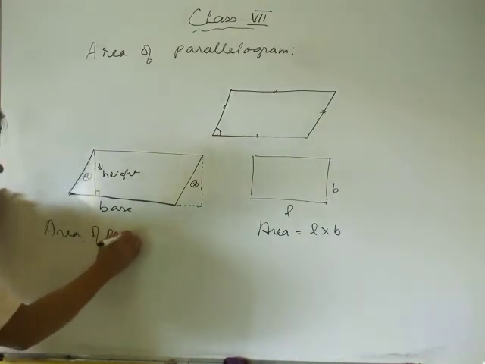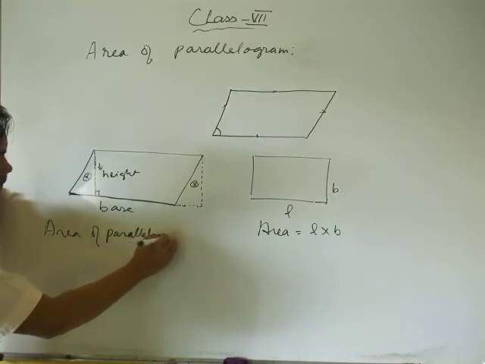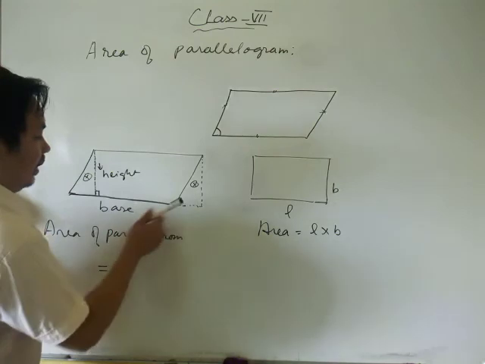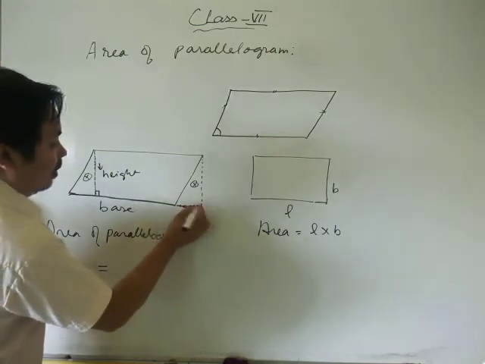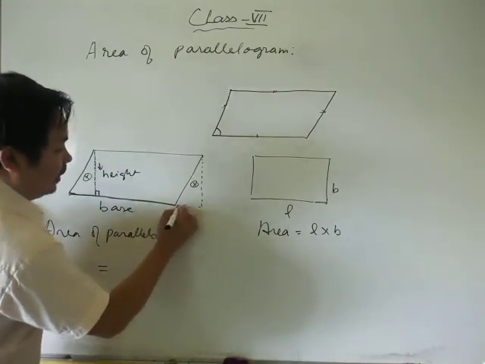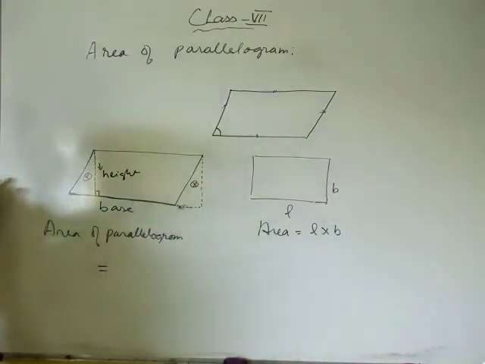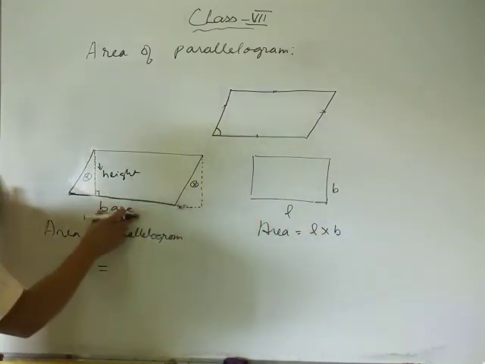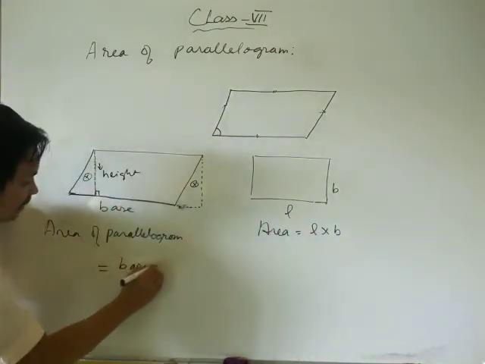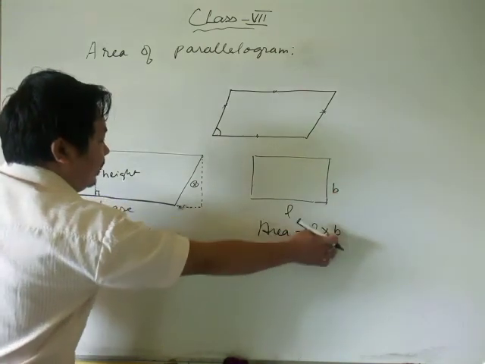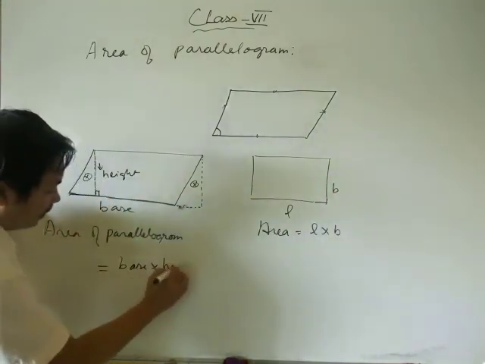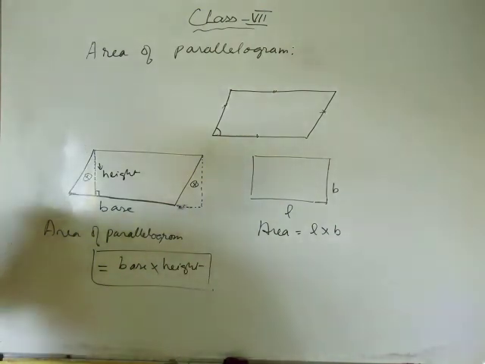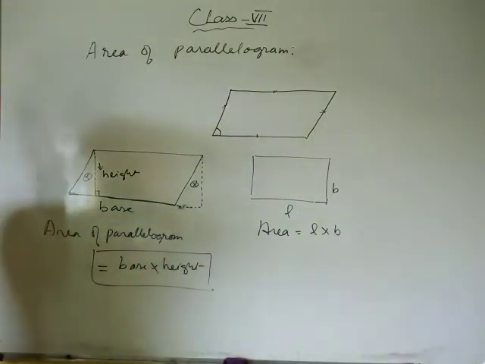Here area of parallelogram will be like the area of the rectangle, isn't it? It's same as the area of the rectangle. But what happened? L here is base into here breadth, isn't it? Here is height. That means area of the parallelogram is base into height. Okay.